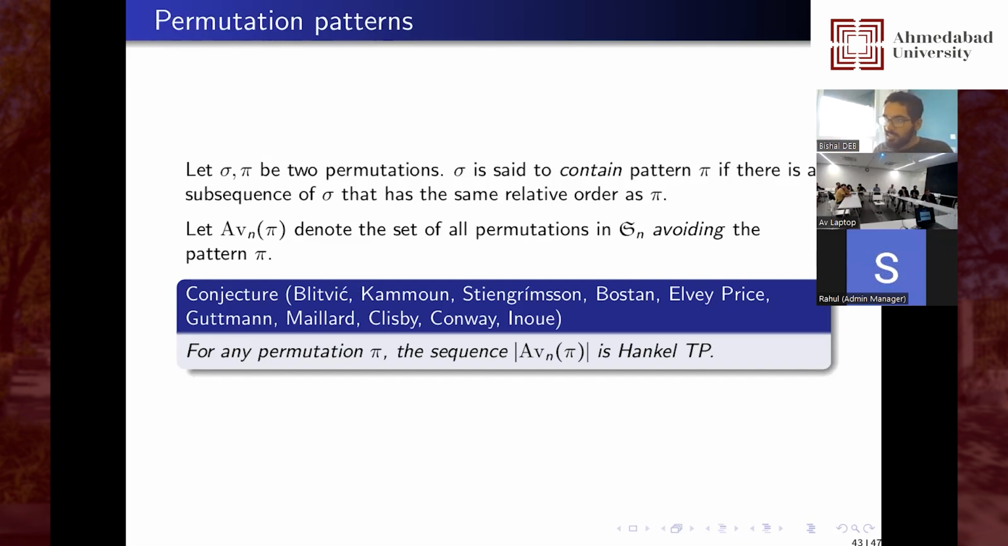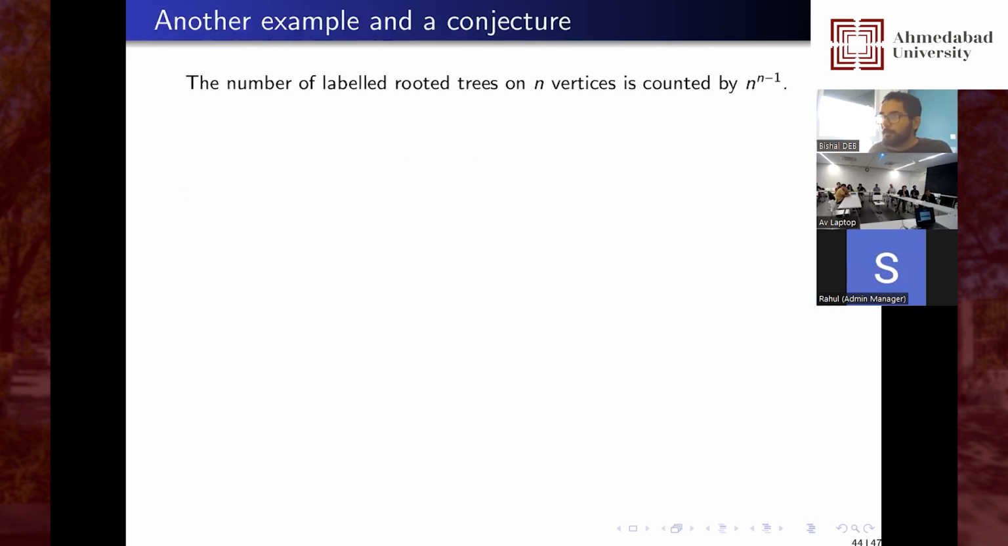And this is a conjecture, a strong general belief of several people, that for any permutation pi, you take the sequence of these counts, and these sequences are Hankel totally positive by computation so far. Almost no proofs. Here is another example and a conjecture. You take the number of labeled trees on n vertices, and by Cayley's theorem, this is counted by n to the power n minus 1.